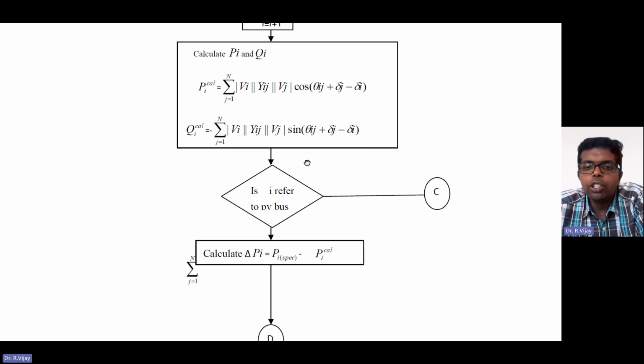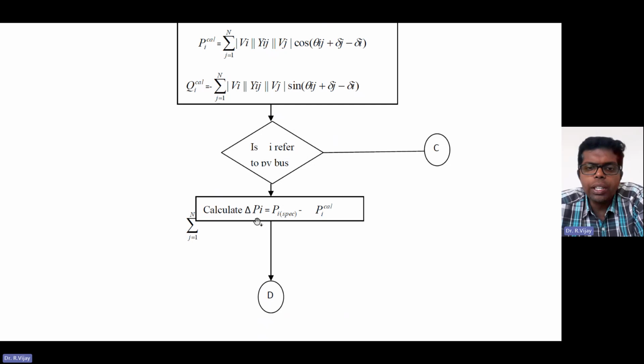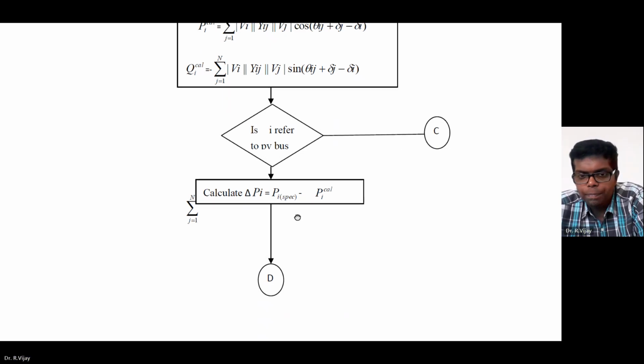Next, we need to check whether i refers to a PV bus or not. Then you need to calculate the del Pi value. Del Pi value is equal to Pi specified minus Pi calculated value. So it is very similar to your Newton-Raphson method.